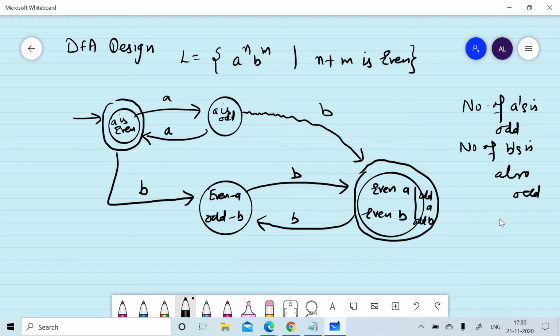And if we read b on this state, we will move to this state, and it will also represent the other case, that is odd a and even b.